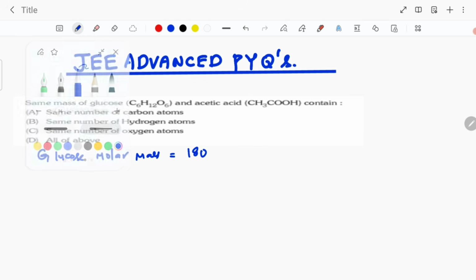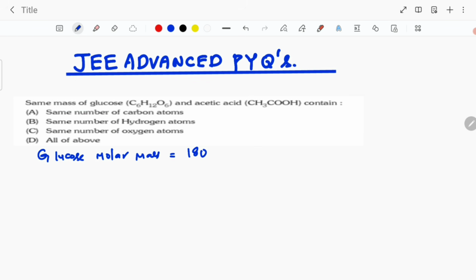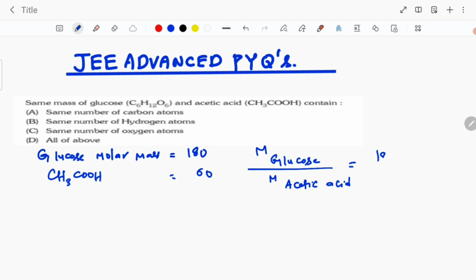Molar mass of glucose is 180, followed by the molar mass of acetic acid, whose molar mass is 60. Or you can say molar mass of glucose by molar mass of acetic acid. How much will you get? It is equal to 180 by 60, which is equal to 3. So with ratio 180 by 60, we are getting 3 here.